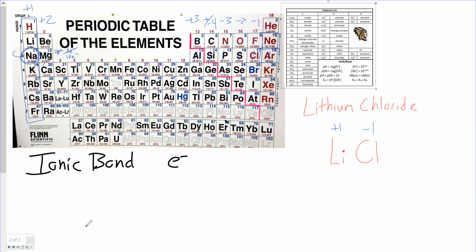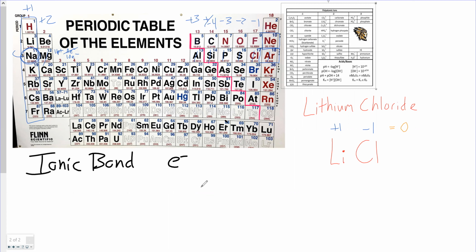We have to get our charges to be equal to 0. When I add these up, do they equal 0? +1 and -1 equals 0. Great. So that is the formula, LiCl. I don't have to do anything to it. So let's do one where we do have to do something to it. All right. So that was lithium chloride.